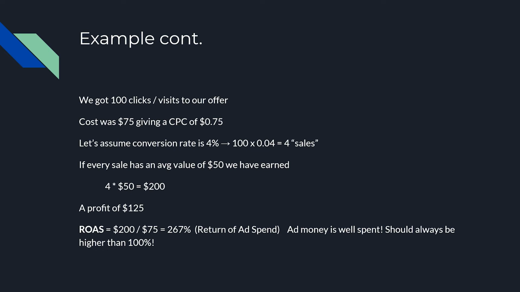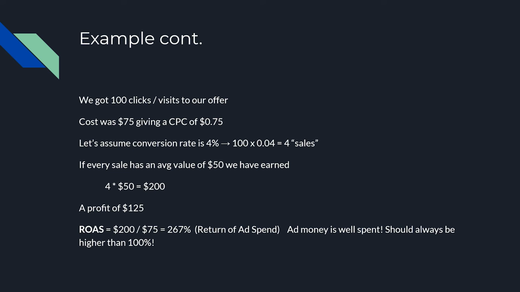Now let's assume that the conversion rate is 4%. That will give us 4 sales, so to speak, for example if we had an online course. And let's say that this online course would be possible to charge $50 for. That would mean that we have earned $200 from the 100 clicks that we were getting to the website. That is also a profit of $125.